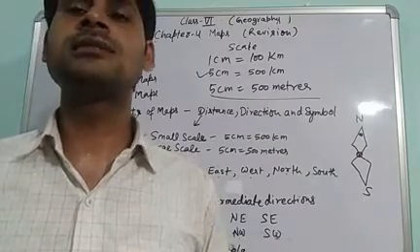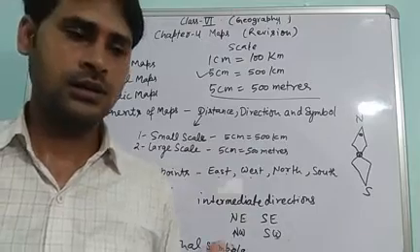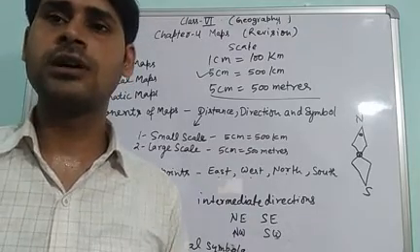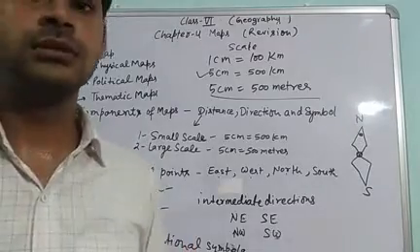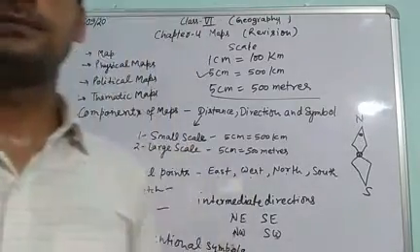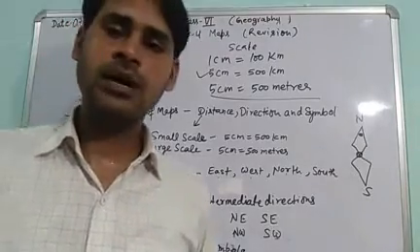Various colors are used for the same purpose. For example, blue is used for showing water bodies, yellow for plateaus, green for plains, and brown for mountains.